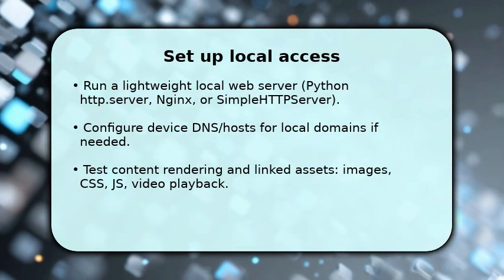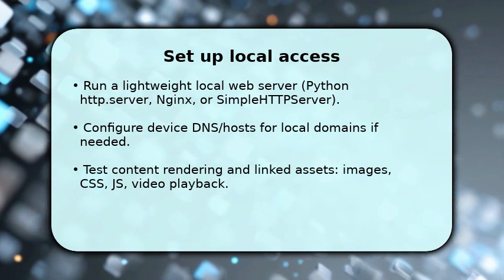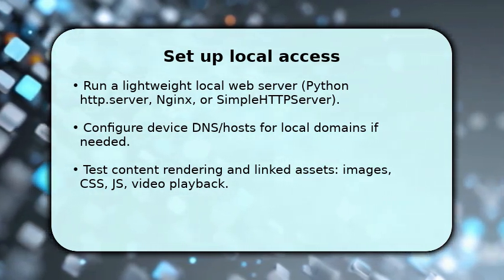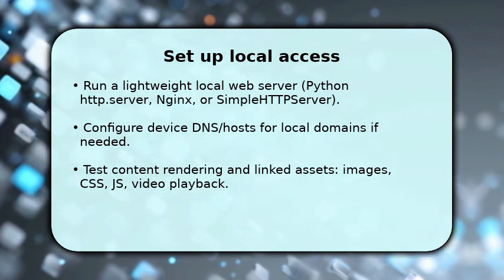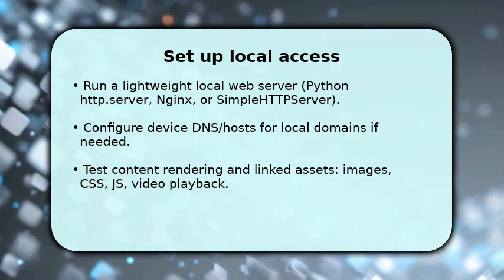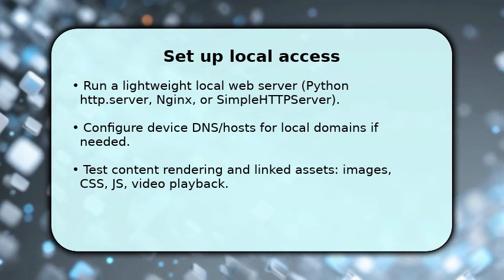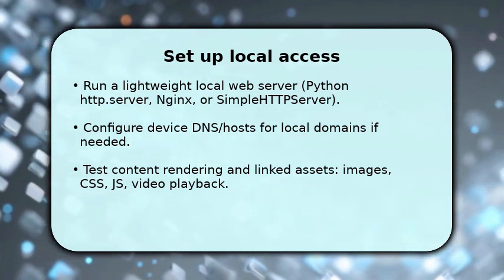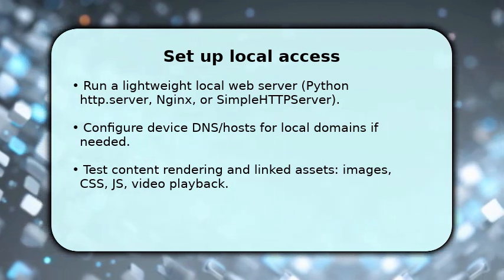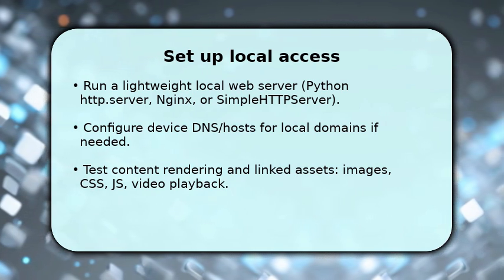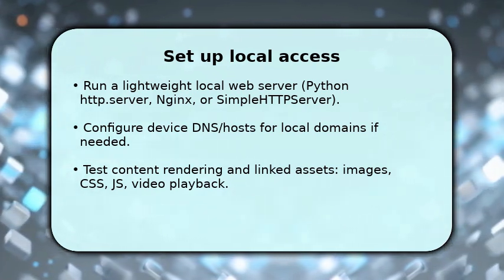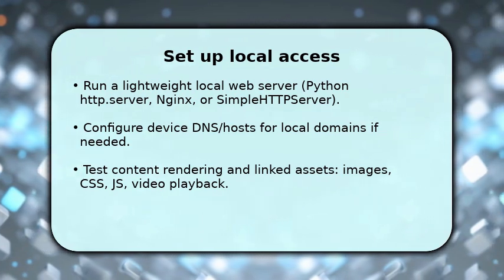Once your files are local, you need a reliable way to access them quickly. Run a lightweight local web server on your machine or phone. This simulates a live site and ensures links resolve correctly. Make sure linked assets like images, stylesheets, and scripts are relative paths so they load offline. If you use local domain names, update hosts or DNS settings to map them to your server. Then test browsing and media playback. Fix broken links or missing files before you rely on it.